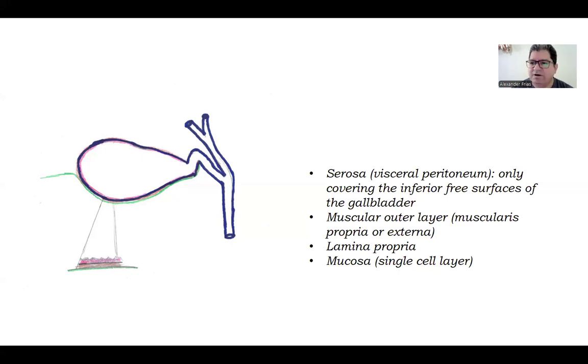Okay, then remember, it is located on the inferior surface of the liver. It's a sac. The wall is formed by four layers: mucosa, lamina propria, muscularis, and peritoneal. The function is to act as a reservoir of bile. The bile is the fluid coming from the liver that helps you digest mainly fat and protein. It collects this fluid during the fasting period and starts contracting and pouring this fluid into the duodenum during eating time.